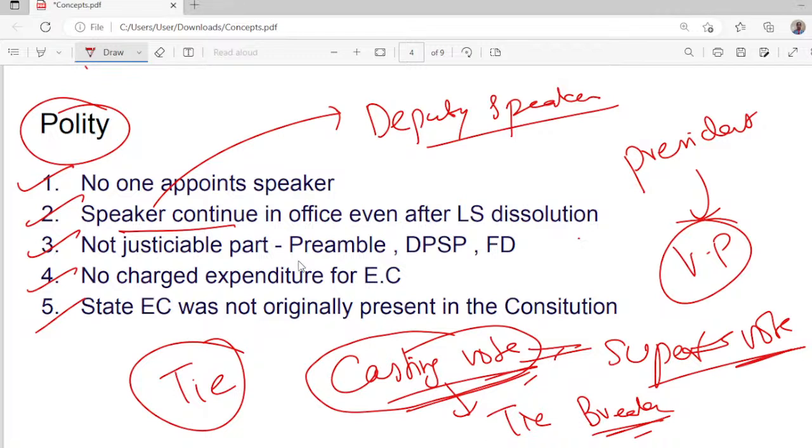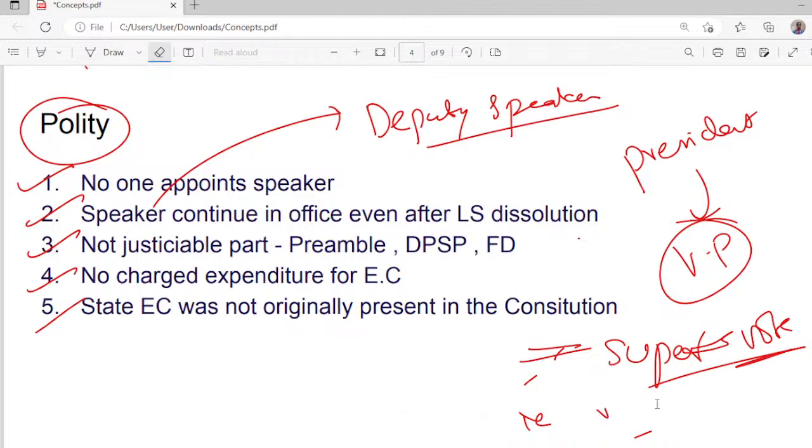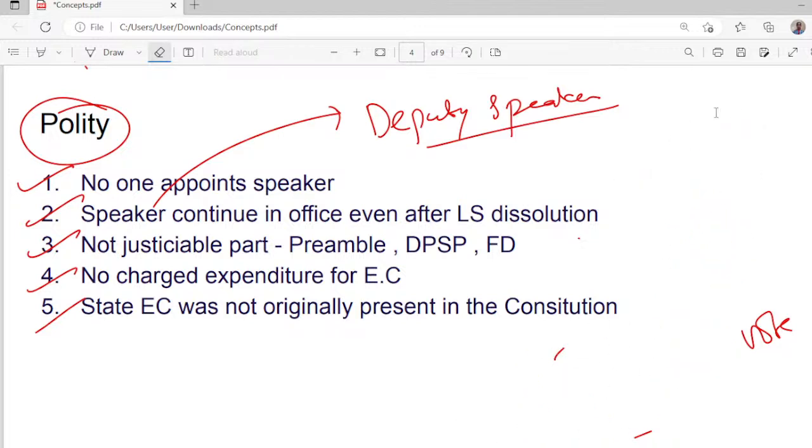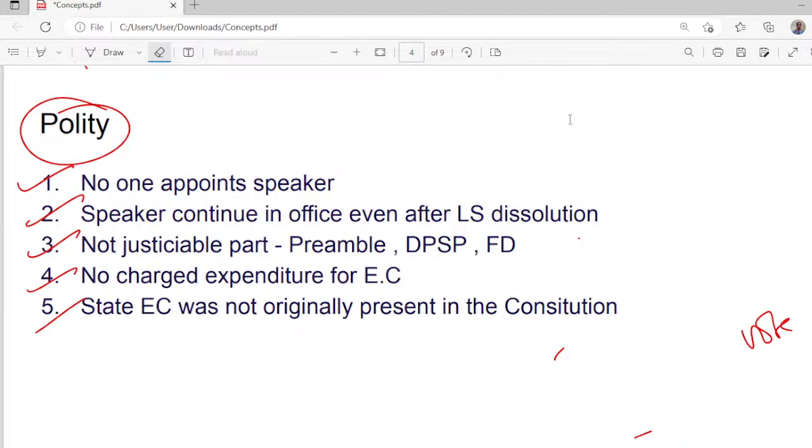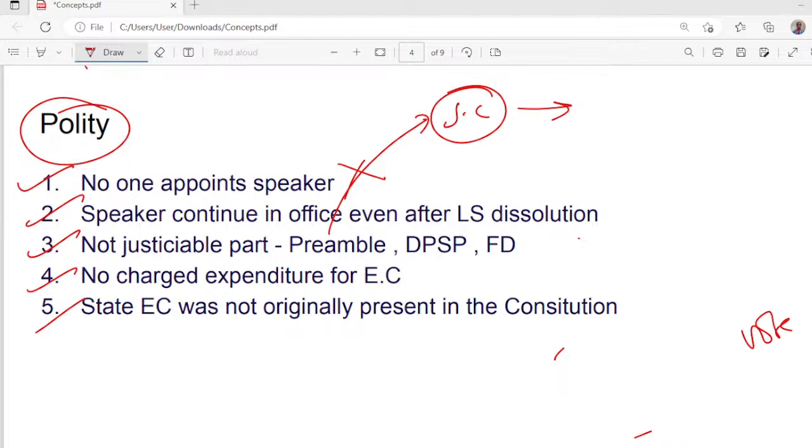What are justiciable? I have given the not justiciable ones here, but tell me what are justiciable. That means it is there in the Constitution, you are not getting it, and you can directly go to the Supreme Court of India. Not in the preamble case, but in some case you can go to the Supreme Court. Tell me, in which case can you go to the Supreme Court?